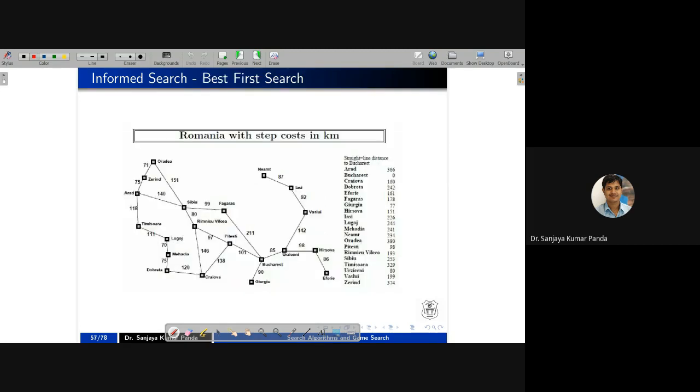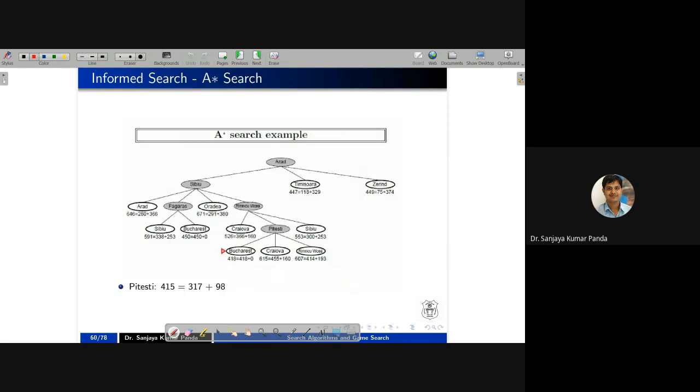And when you expand P, you got 3 different cities, that is B, which is your destination city. So you have to go through S, then R, then P, then you will reach the city B.